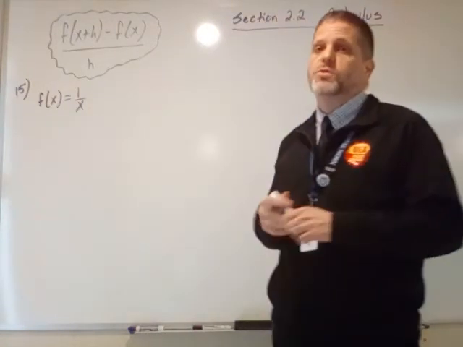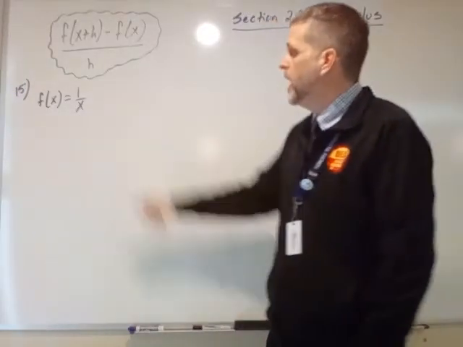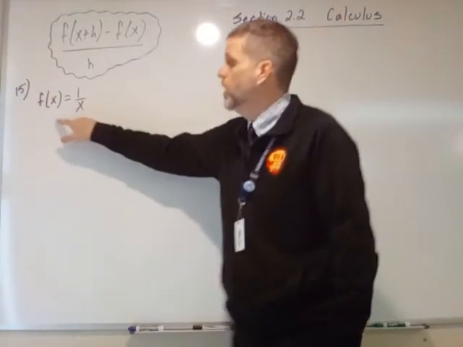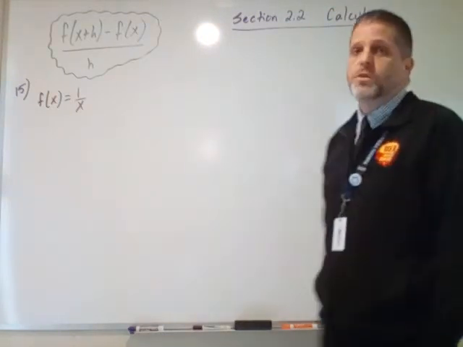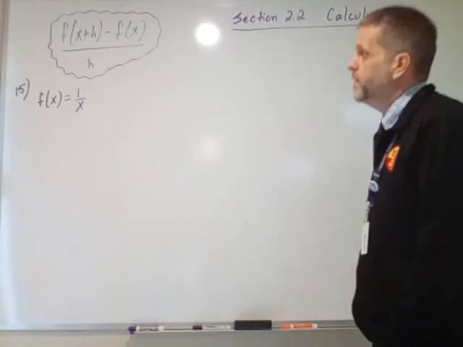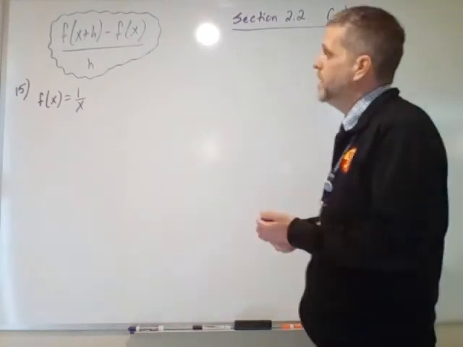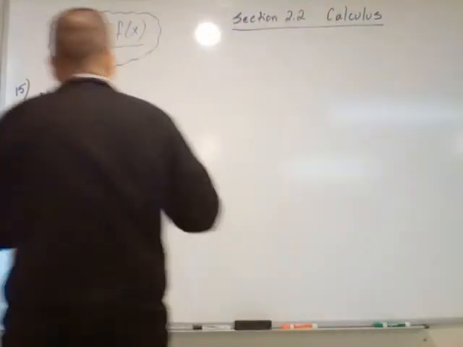And this is inverse variation. It's a rectangular hyperbola. It's rotated on a 45-degree axis here. But for this problem, we're going to take the f of x that equals 1 over x and evaluate the difference quotient in the format of f of x plus h minus f of x all over h. Okay, let's get to work.